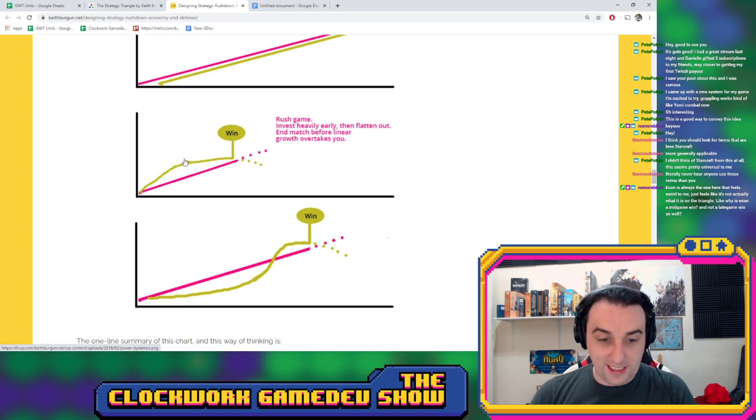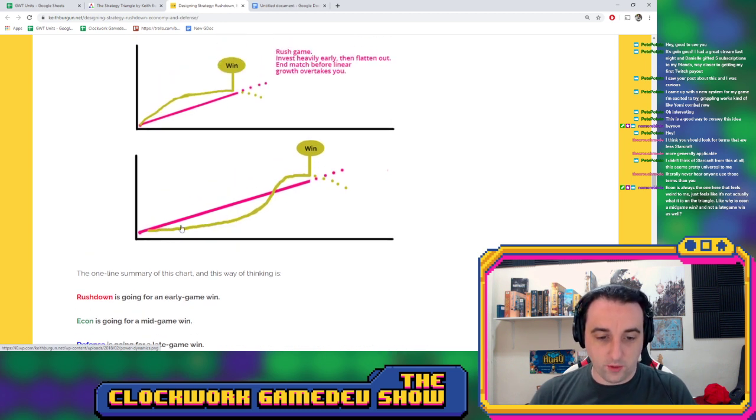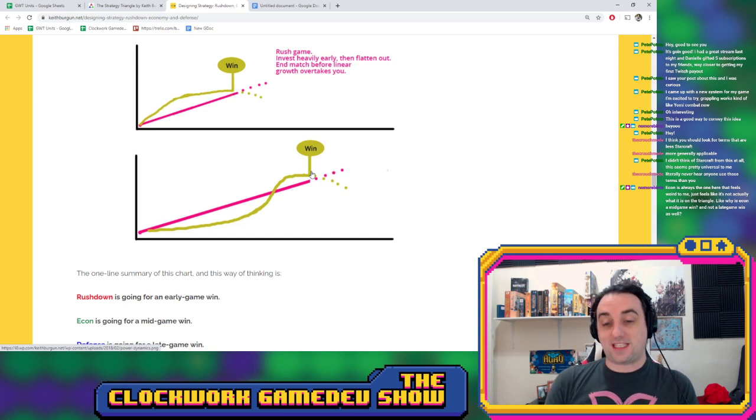So Rush has an early spike, and you're able to win with that early spike. This is an Econ win, right? So you're investing here, and then you have a spike at some point. But at some point, that spike is going to fall off. Think of it like mid-game characters in League of Legends. Try to stay away from StarCraft as the example, because the crouch mode doesn't like that.